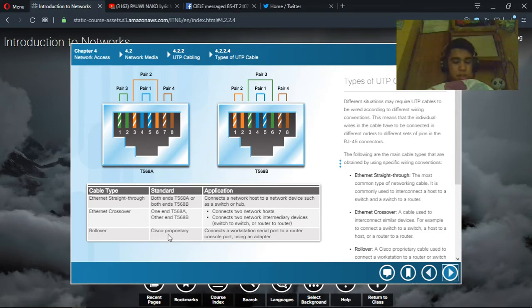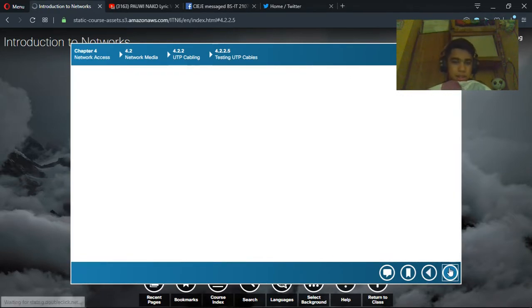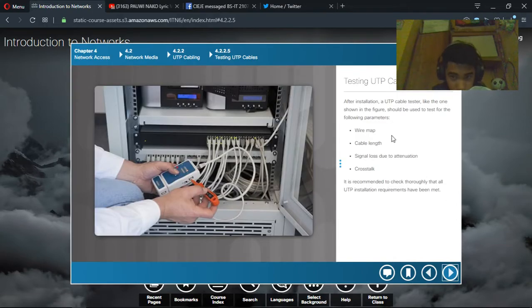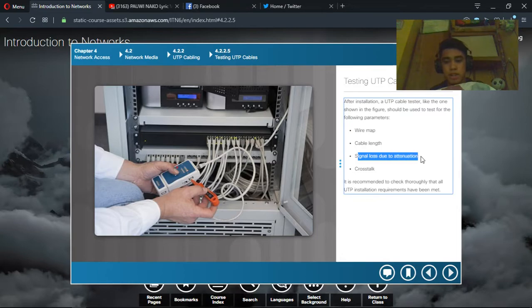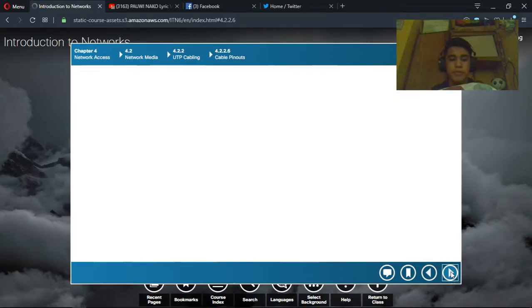The rollover is a Cisco proprietary cable that connects a workstation serial port to a router console port using an adapter. Next, testing UTP cables. To test UTP cables, the following parameters are checked: wire map, cable length, signal loss due to attenuation, and crosstalk. It's recommended to check thoroughly that all UTP installation requirements have been met. Okay, cable pinout.